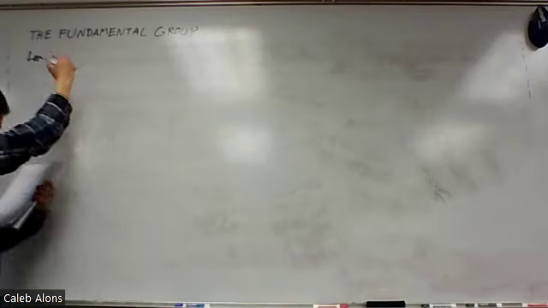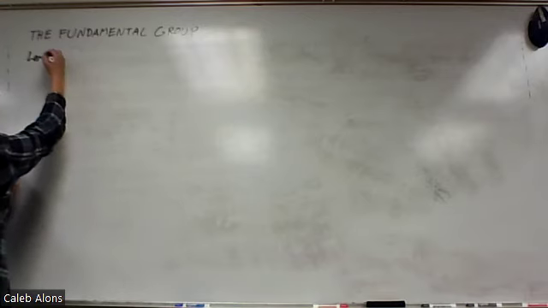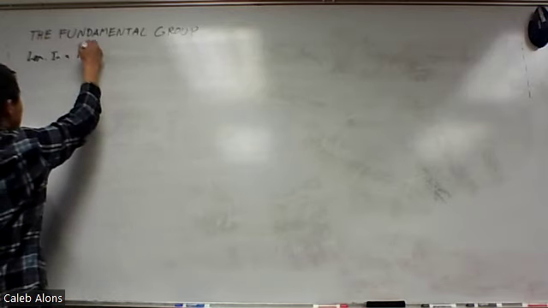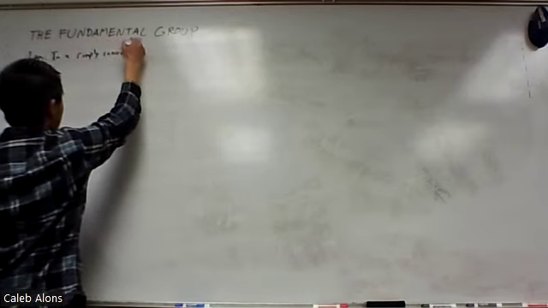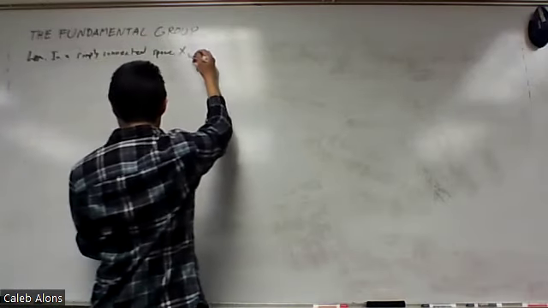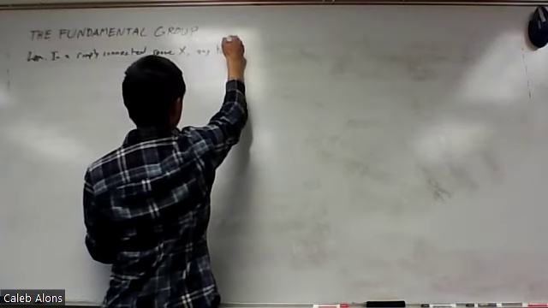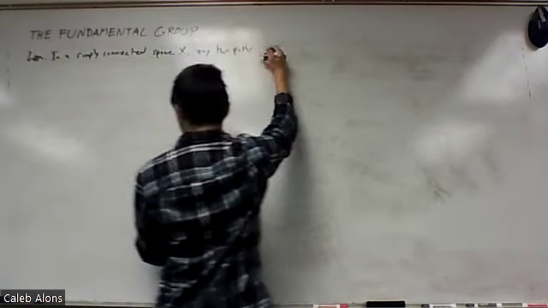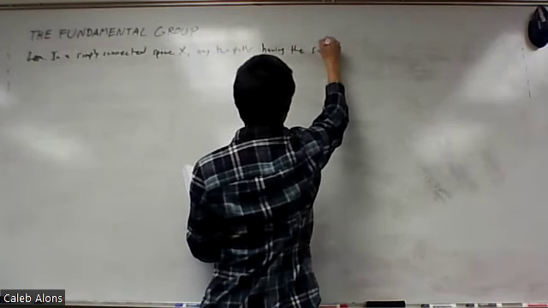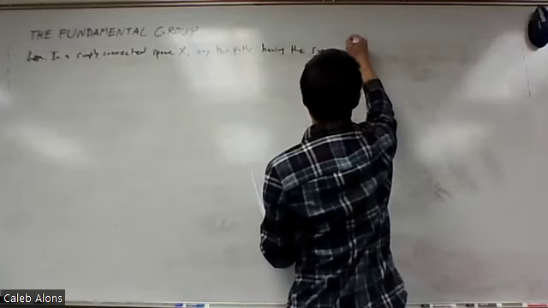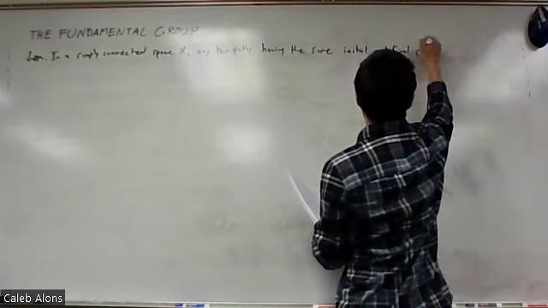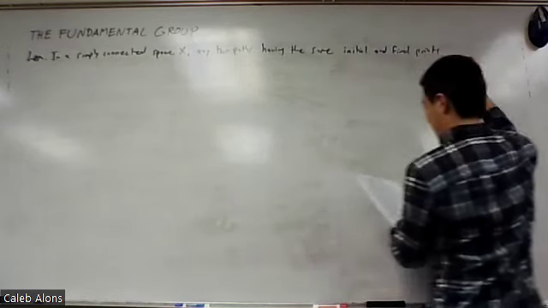Let's see, what time is it? Okay, yeah, let's do this one. So in a simply connected space X, any two paths having the same initial and final points are path homotopic.